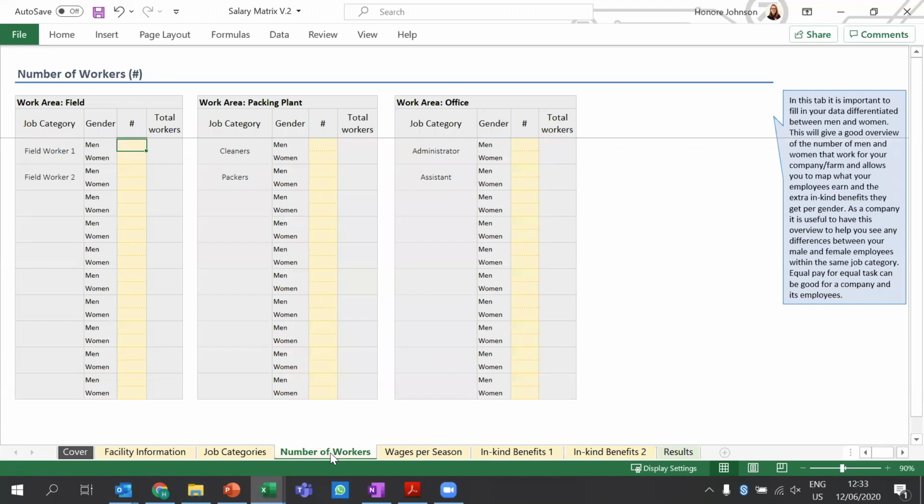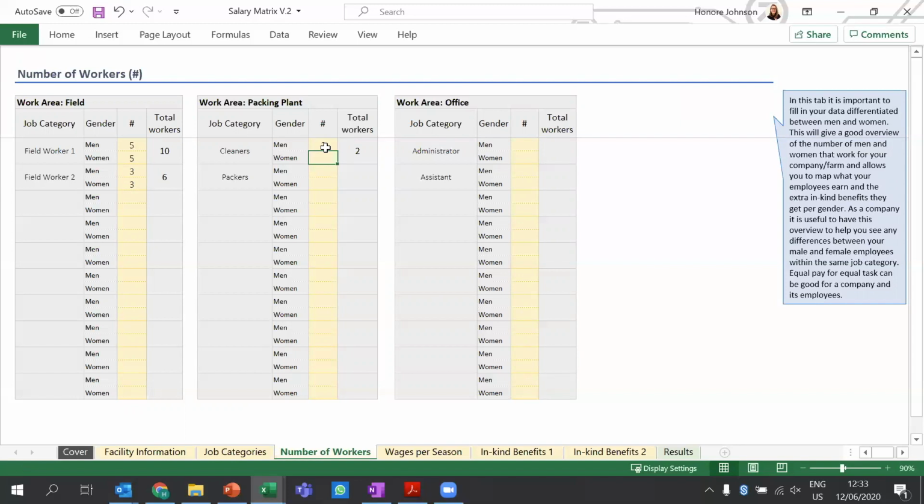On the Number of Workers tab, here you can enter the number of men and women per job category. You will see the job categories that you've entered previously in this column here, as well as for every work area that you've entered. So here we see field, our first work area, packing plant, our second work area, and office, our third. In this case, just to fill out the example, we will have 5 men and 5 women in the Field Worker 1 category, and 3 men and 3 women in the Field Worker 2 category.